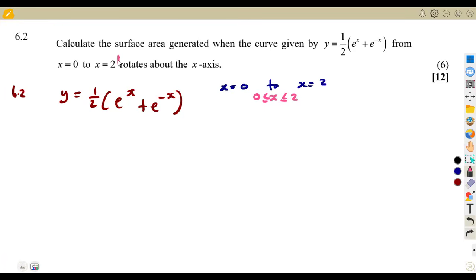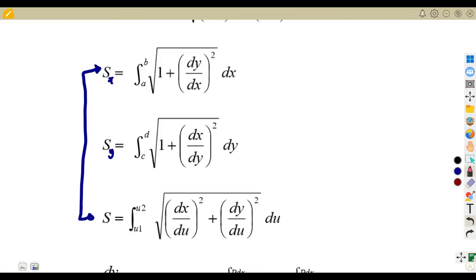Now we're given that this area is supposed to rotate about the x-axis. It's important that you note where it is supposed to rotate, because of your formulas here. Let's get to our formula sheet.